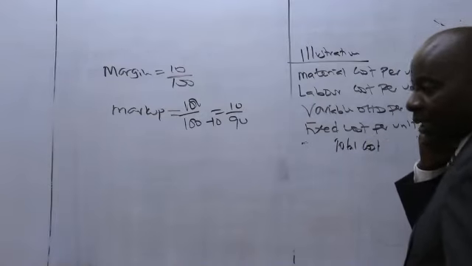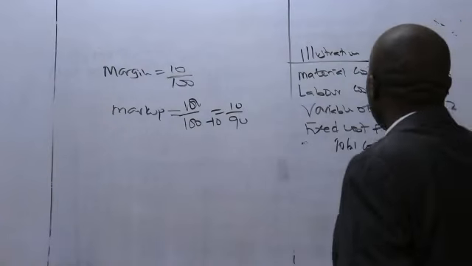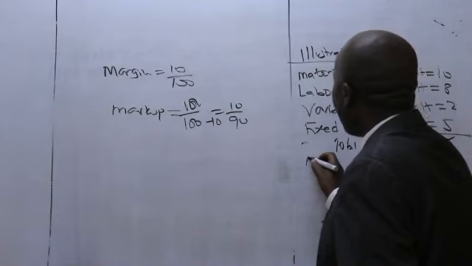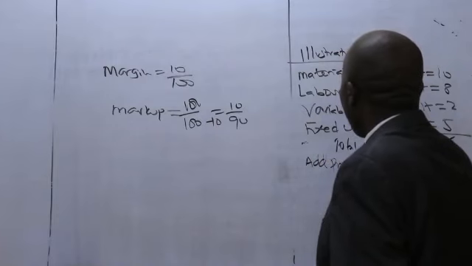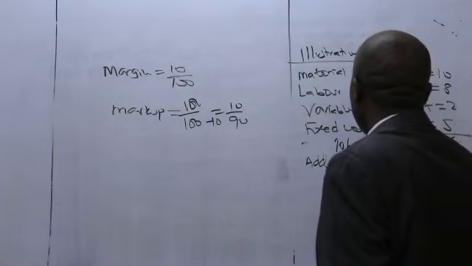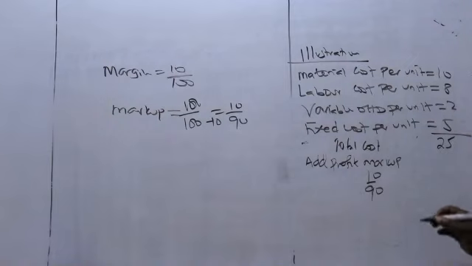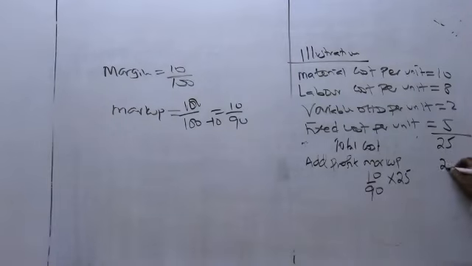Thank you very much. This is the total cost. Now, ladies and gentlemen, what we have here, we will add profit markup. The profit markup is 10 over 90, because the margin was 10%. So 10 over 90 of 25 will be equal to 2.78. When you add the two, this will be 27.78.